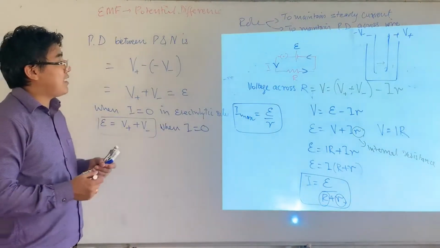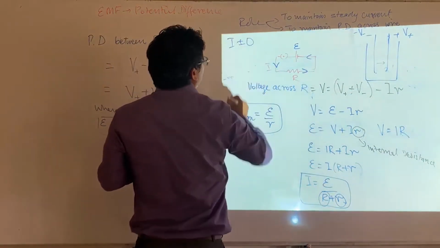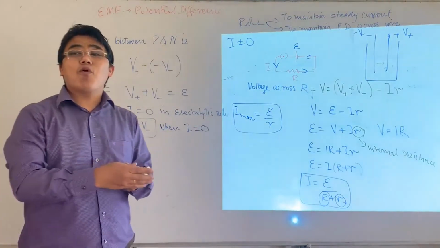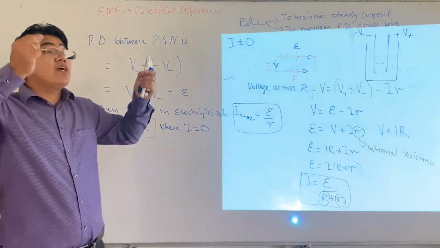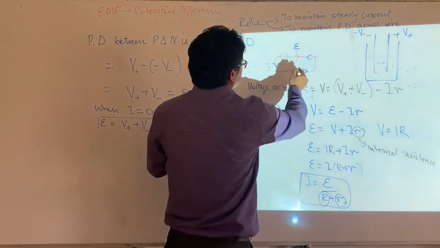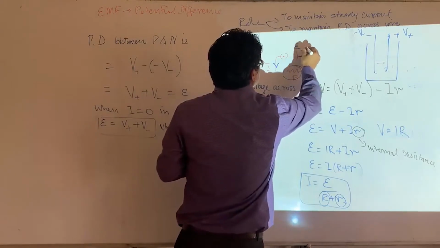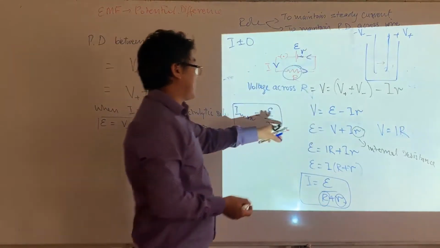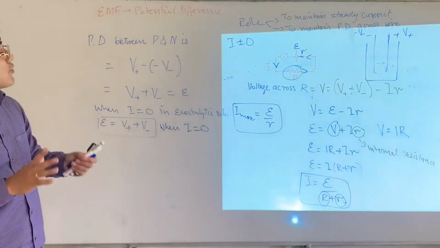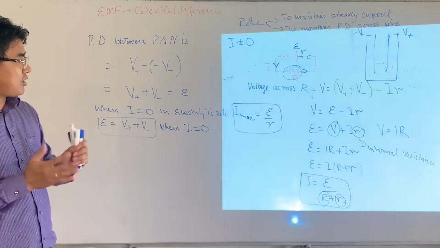So this is how we have it. When I is not equal to 0, I connect this. Whatever the EMF, or in simple words the potential difference between the two electrodes, some portion is given to the external resistance and some portion is given to the internal resistance. So this is going to be V plus Ir. So we talk about internal resistance, cell, and EMF. This you should keep in mind.